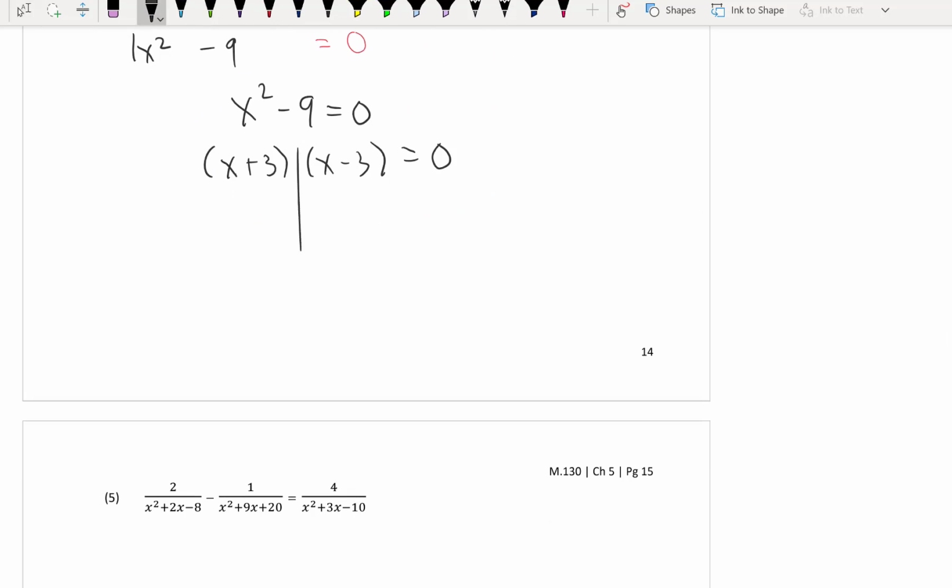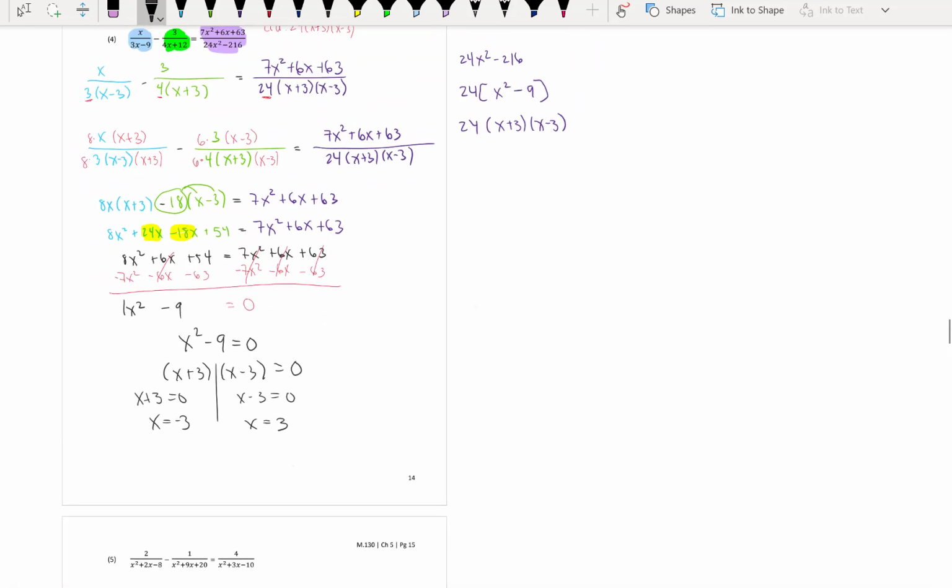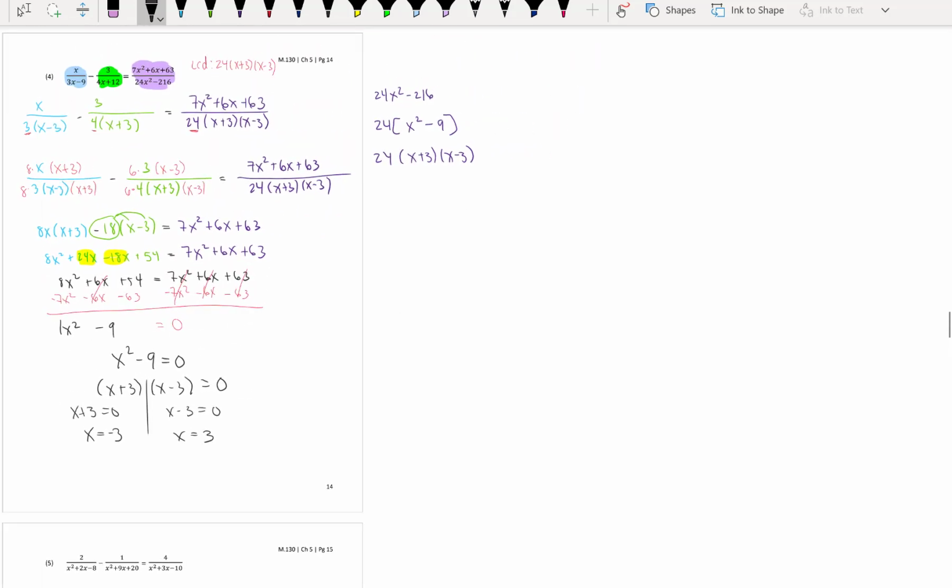So if I set each one of those equal to 0, x is equal to negative 3, and x is equal to positive 3. And you always want to make sure, does it contradict anything in my least common denominator? So remember, your LCD was 24, x plus 3, and x minus 3. So we want to check that.